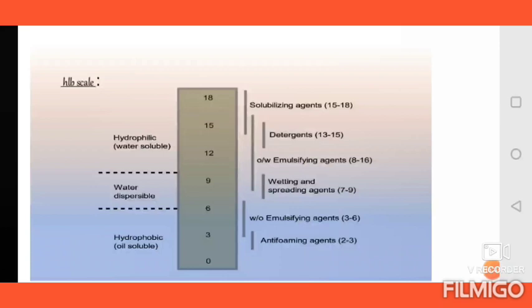Once more: solubilizing agent is 15 to 18, detergent is 13 to 15, oil and water emulsifying agent is 8 to 16, wetting and spreading agent 7 to 9, water and oil emulsifying agent is 3 to 6, anti-foaming agent is 2 to 3. And the HLB scale is divided into three portions: hydrophilic water soluble, water dispersible, and oil soluble.